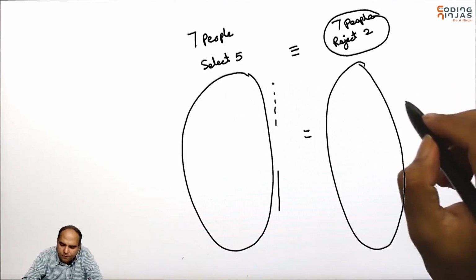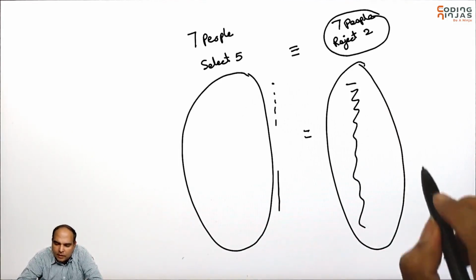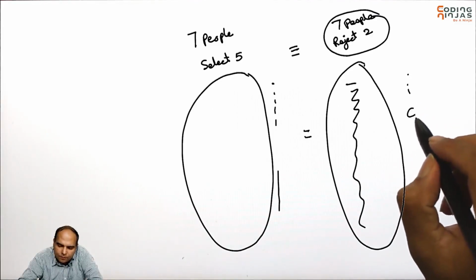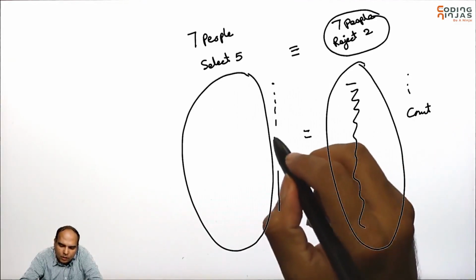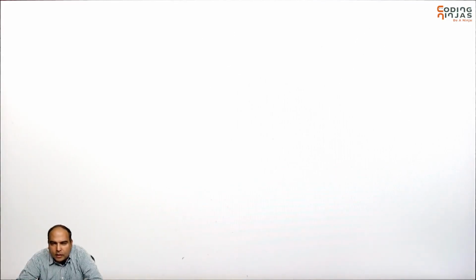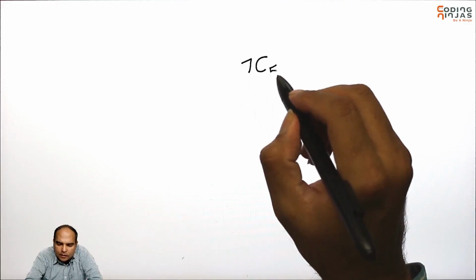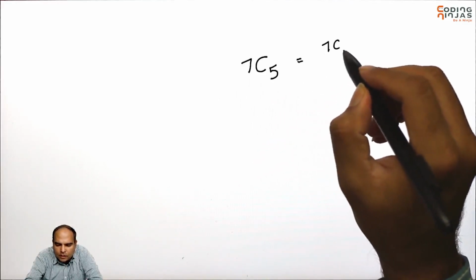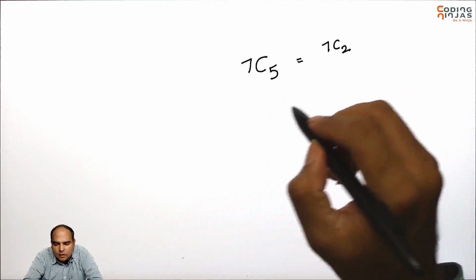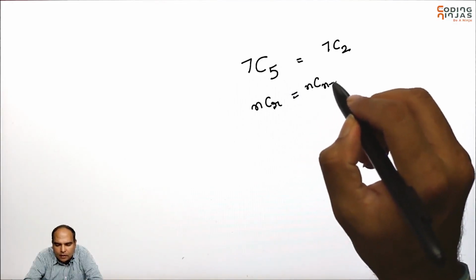So from a list of people, if you make a list which is rejecting 2 out of 7, that list in terms of its count will be exactly equal to the list that you will make on this side. And that is why, based on this logic that the number of selections is equal to the number of rejections, the number of selections of R things is equal to the number of selections of n minus R things, you come up with the formula nCR is equal to nC(n minus R).